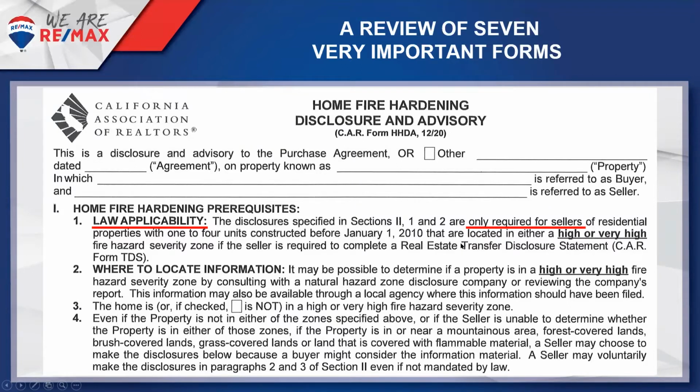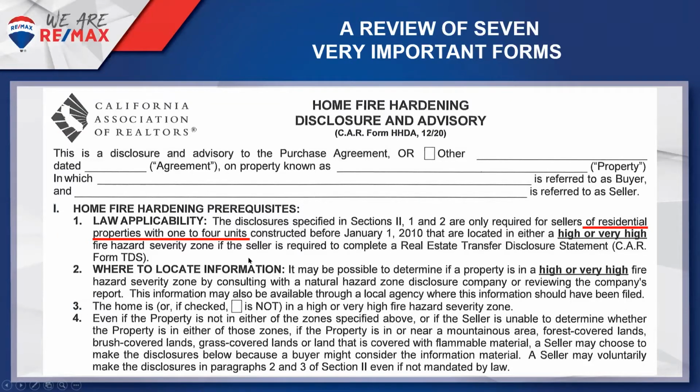Well, the law only requires sellers of residential properties of 1 to 4 units. So a seller of land would not have to do this form. A seller of a commercial property would not have to do this form. 1 to 4 units does include condos, of course, and duplexes. They would have to do this form.